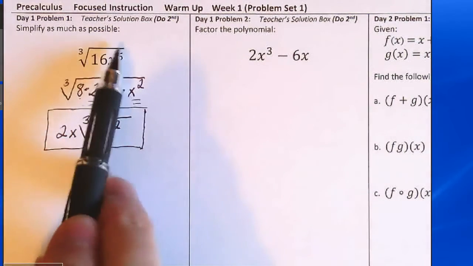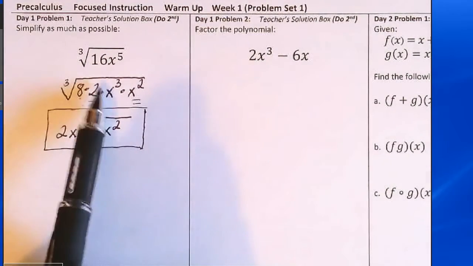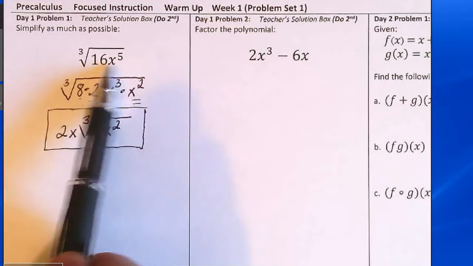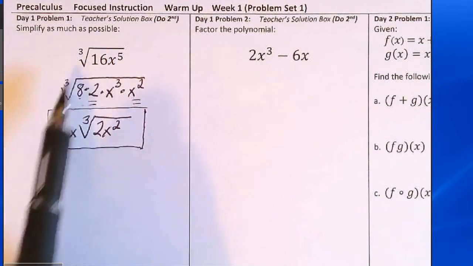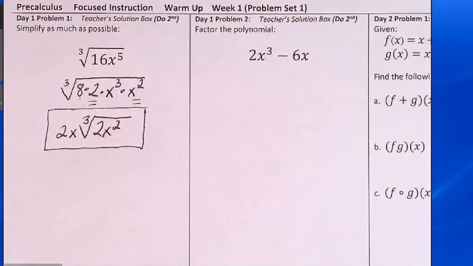This is equivalent to the original expression, but we were able to rewrite what was inside the radical symbol so that we were able to take the cube root of at least some of the pieces in there.